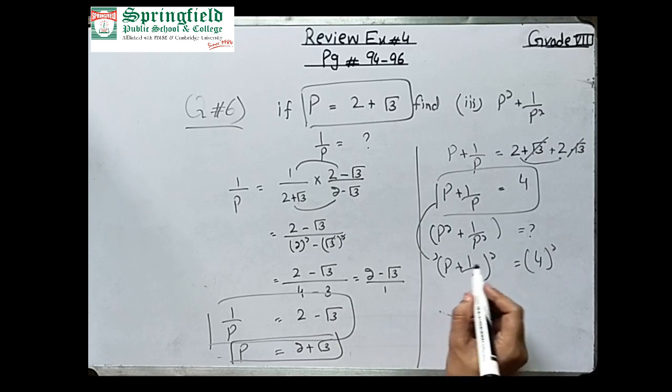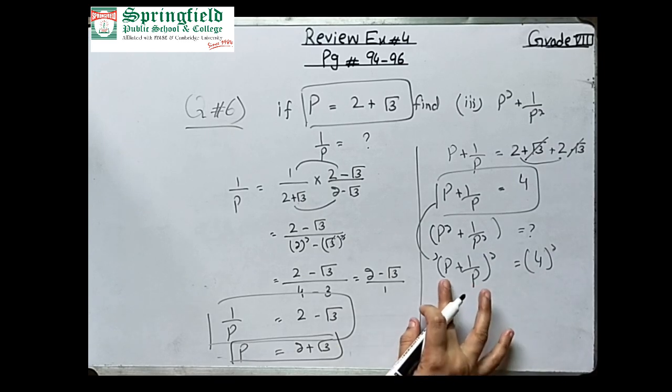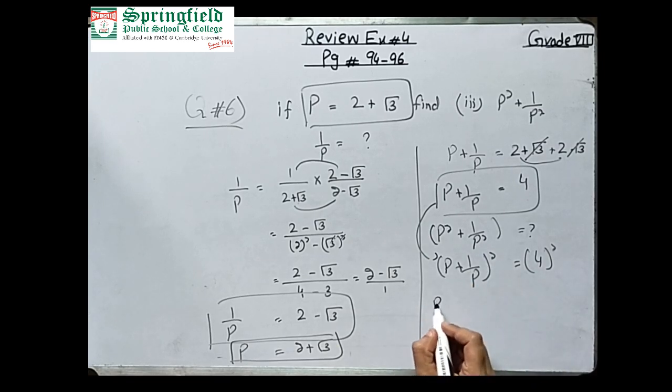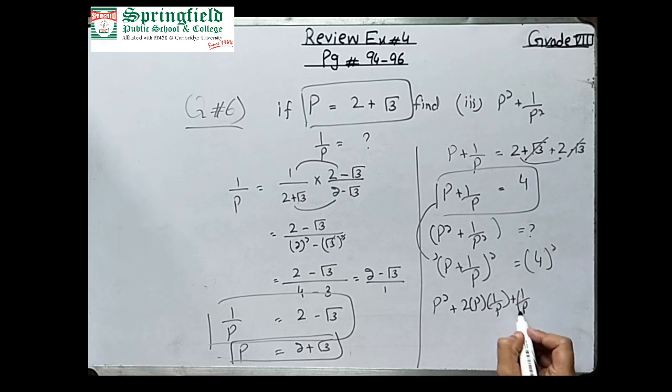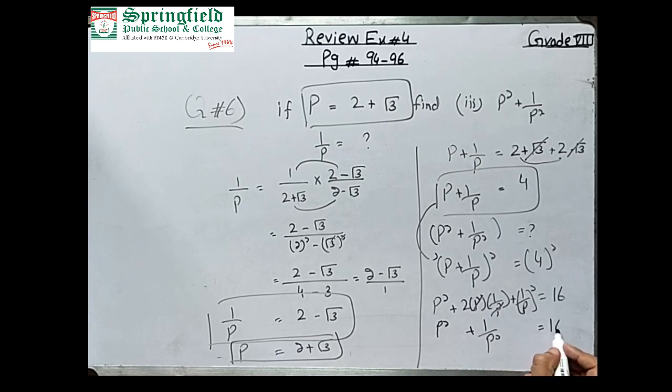Fine. So open this square according to the formula (a plus b) whole square: a square plus 2ab plus b square is equal to 4 square, means 4 multiplied by 4, 16. P can be cancelled with the p. P square plus 1 by p square, and plus 2 will become minus 2, is equal to 16. So p square plus 1 by p square is equal to 16 minus 2, 14. And this is your final answer.